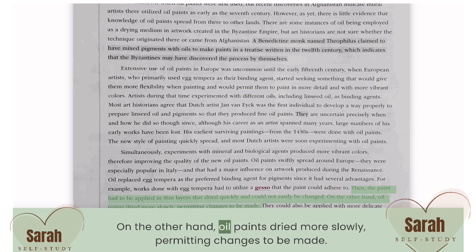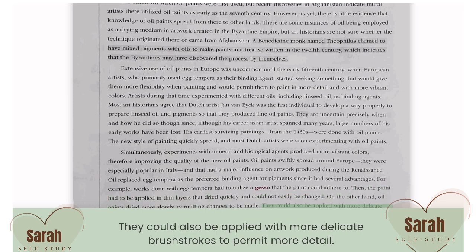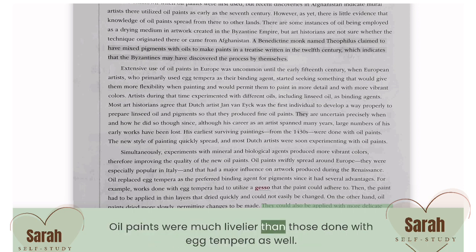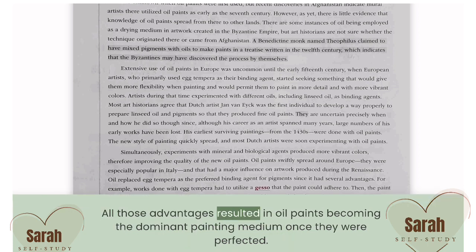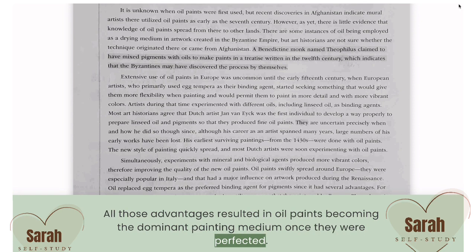On the other hand, oil paints dried more slowly, permitting changes to be made. They could also be applied with more delicate brushstrokes to permit more detail. Oil paints were much livelier than those done with egg tempera as well. All those advantages resulted in oil paints becoming the dominant painting medium once they were perfected.